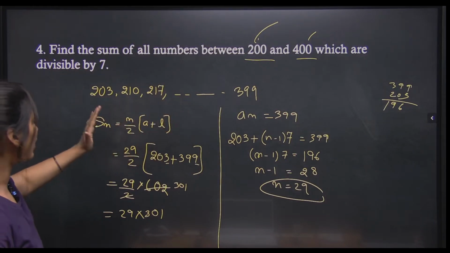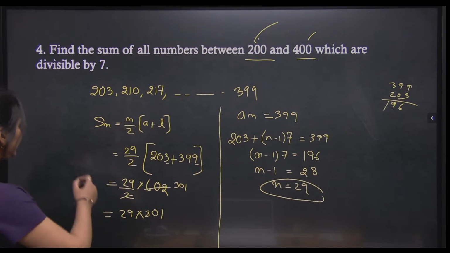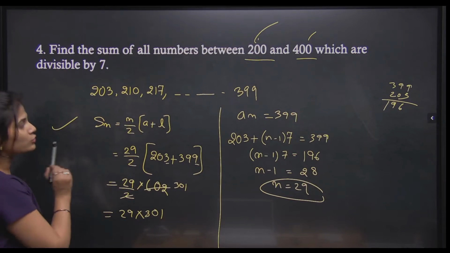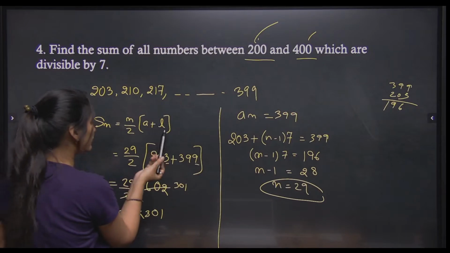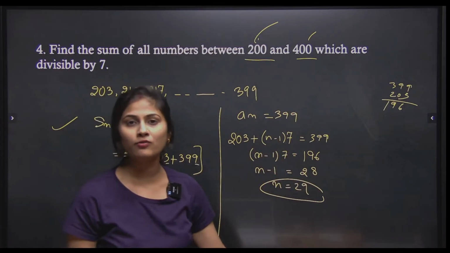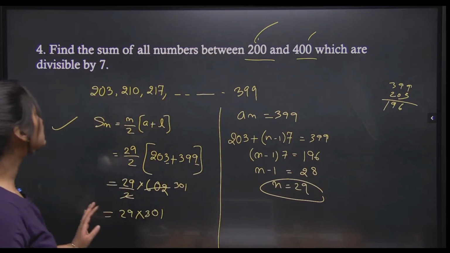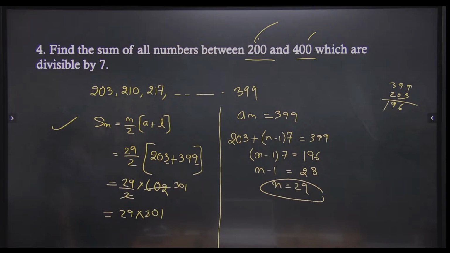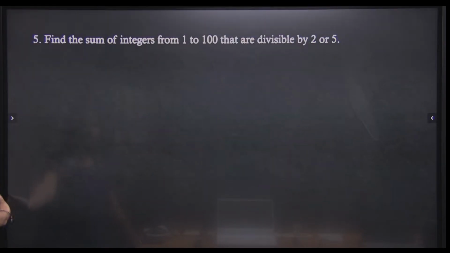Now what you have to do? You have to find the sum. So I have written the formula for sum. So we know the value of A, we know the value of L, but we don't know the value of N. So for that I have used the formula of AN. Got it? So this is question number 4 of the miscellaneous exercise. Okay, so moving on to the next question.